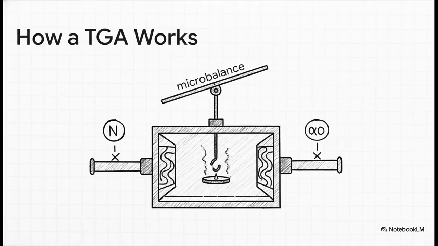The heart of a TGA machine is basically two parts: an incredibly precise scale, called a microbalance, and a furnace you can program.